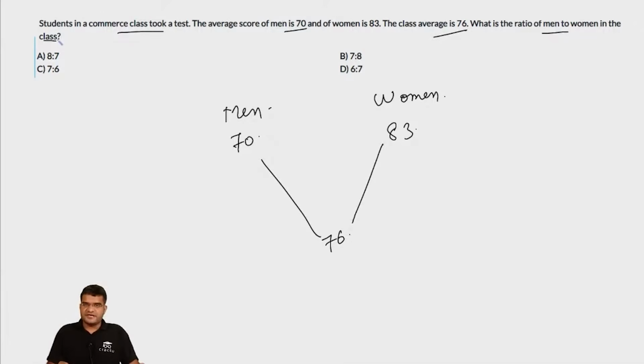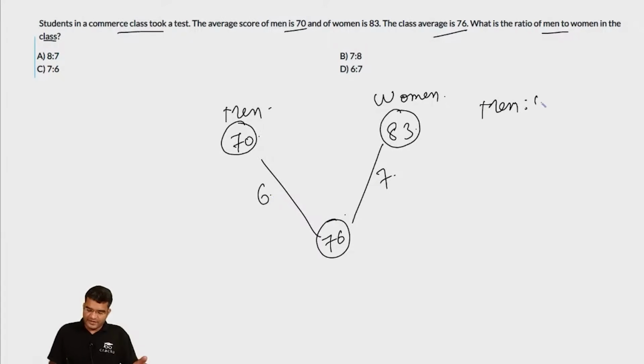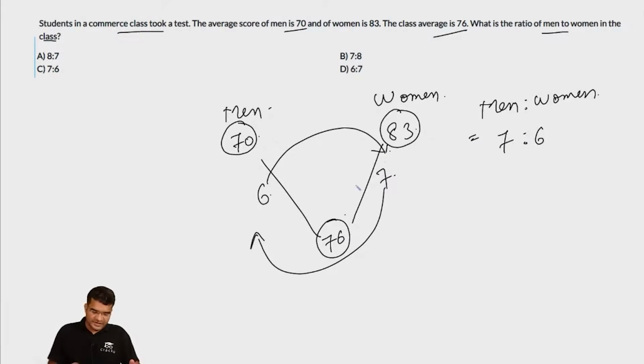So, you can easily use a theorem called allegations. It's a nice and easy property to calculate these kinds of answers very fast. You are told that the average of the men is 70. You are told that the average of the women is 83 and the combined average is 76. So, the first thing to do is subtract 76 from 83. This will be equal to 7, and subtract 70 from 76. This will be equal to 6. So, the ratio of men to women is the exact inverse of the current ratio. So, 7 will come this side and 6 will go this side, and the required ratio will be 7:6. So, the correct answer is option C, which is 7:6.